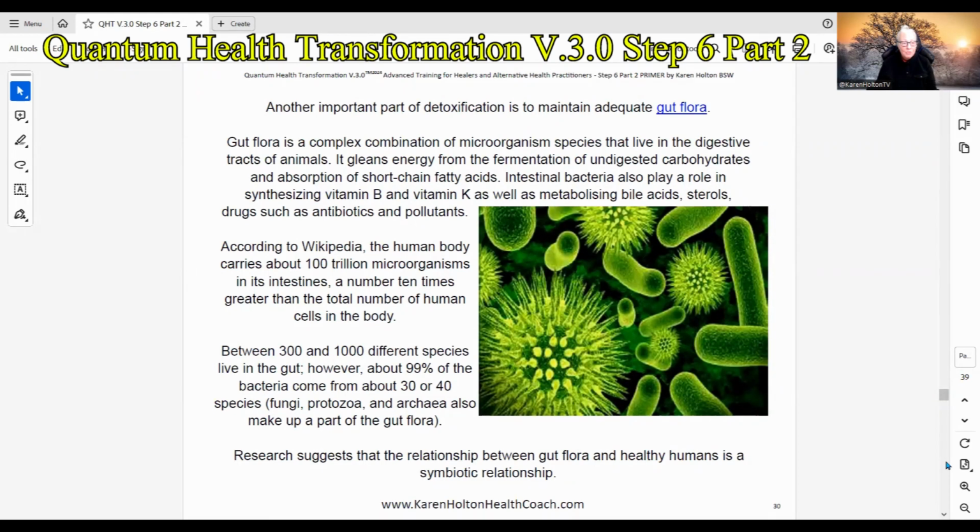According to Wikipedia, the human body carries about 100 trillion microorganisms in its intestines, a number 10 times greater than the total number of human cells in the body. Between 300 and 1,000 different species live in the gut. However, about 99% of the bacteria come from about 30 or 40 species. Fungi, protozoa, and archaea also make up part of the gut flora. Research suggests that the relationship between gut flora and healthy humans is a symbiotic relationship.